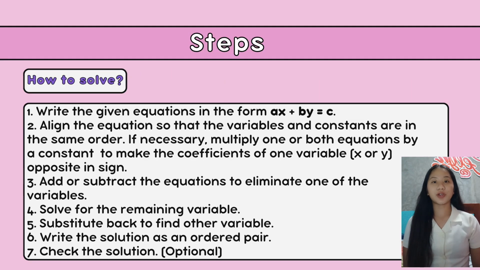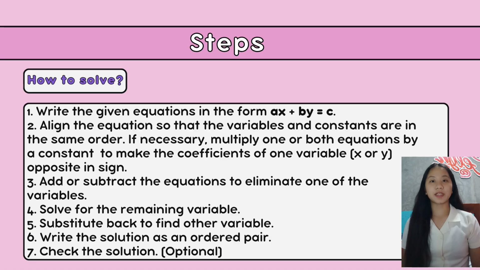First, you should write down the given system of linear equations in the form ax plus by equals c. Next is multiply equations. If necessary, multiply one or both equations by a constant to make the coefficients of one variable the same in both equations but with opposite signs. Next is add or subtract equations to eliminate one variable.